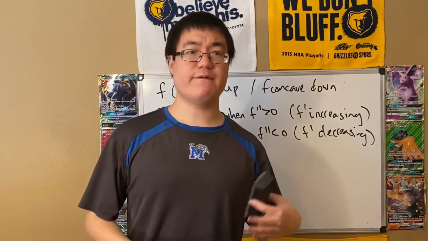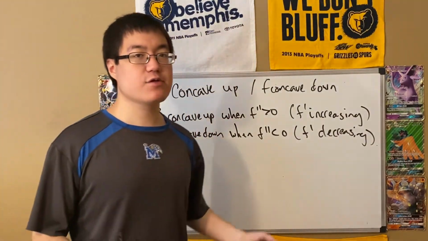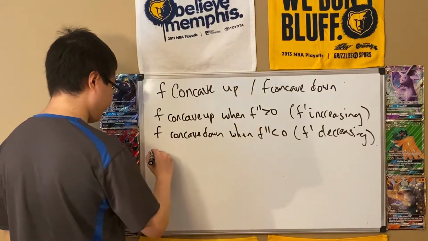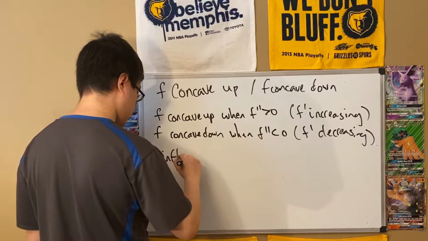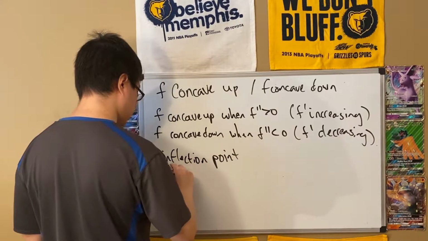Then there's the notion of inflection points, but that's not too bad as well. It does unfortunately have two rules as well, but hopefully you can tell when to do which one. So f has an inflection point. Let's actually write it out. Again, this is when f changes concavity.